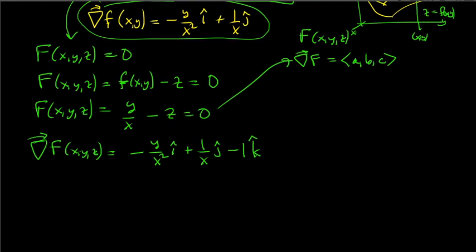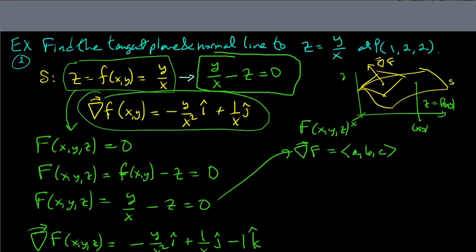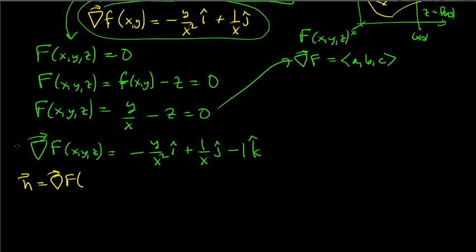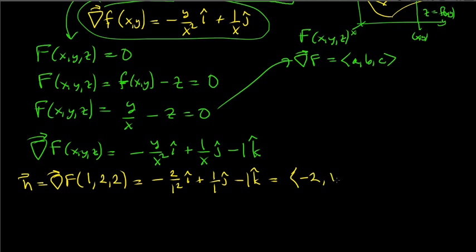Right. So now we're almost done. Now we just need the normal vector, and the normal vector is the gradient at the specific x, y, and z, and I forgot what those are. 1, 2, 2. So way up here, x is 1, y is 2, z is 2. So when you plug those into the gradient, you just get negative 2 over 1 squared times i, plus 1 over 1 times j, minus 1 times k. So that's just the vector with components negative 2, 1, negative 1. And again, that's just the a, b, and c.